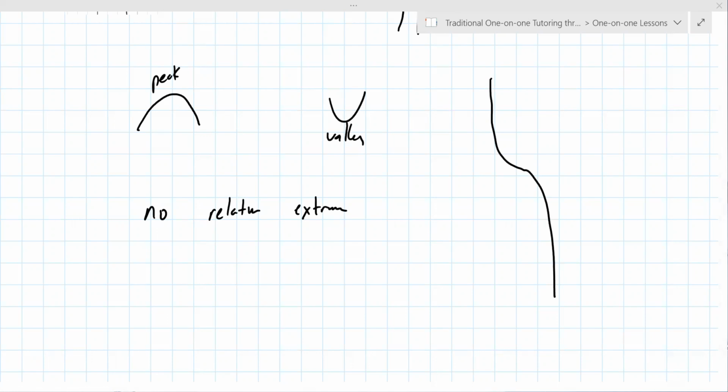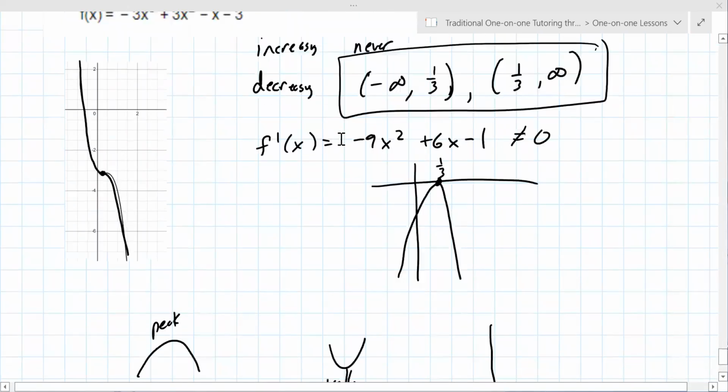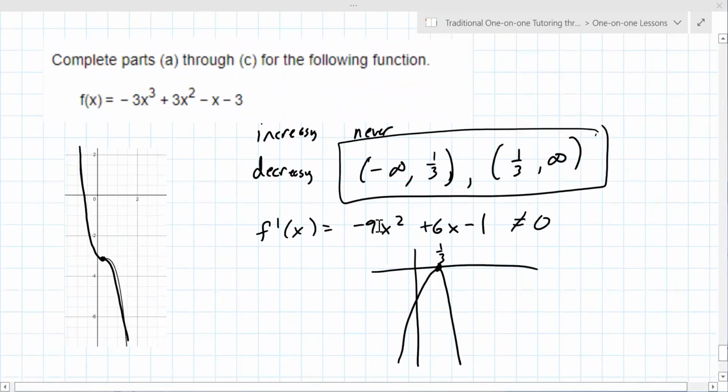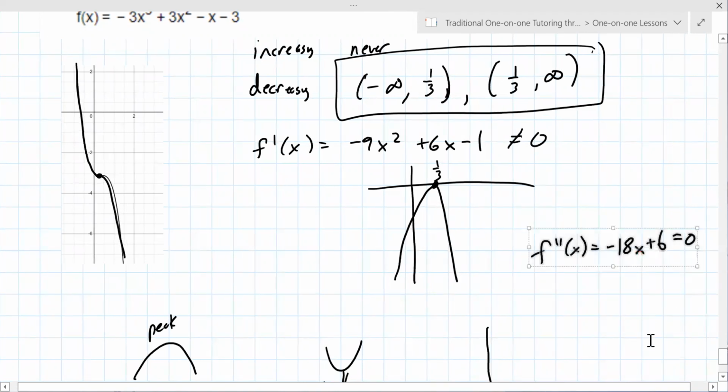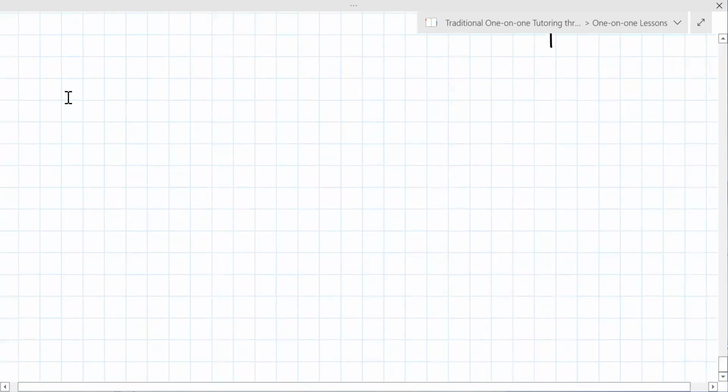The next one asks about concavity, but we're actually going to do the inflection point first. The inflection point is where the second derivative equals 0. The second derivative comes from the first derivative, minus 9x squared plus 6x minus 1. So it's minus 18x plus 6, and you set that equal to 0. So x ends up equaling 1/3 again.